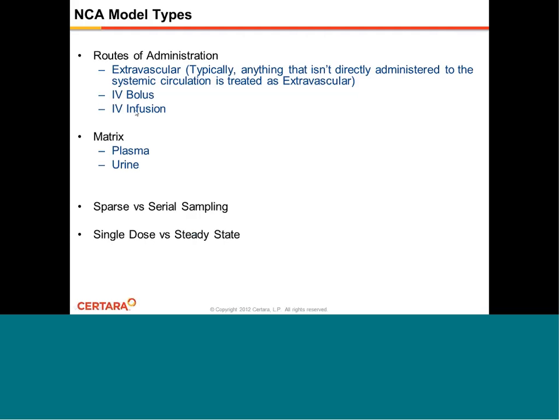Also, IV bolus and IV infusion are different model types. And then the second criterion for picking the model is the sample matrix, whether it is blood, plasma, or urine. The NCA model supports sparse sampling as well as serial sampling and can be used to perform single-dose or steady-state analysis. This example is an IV infusion on plasma, and it's a single-dose administration.